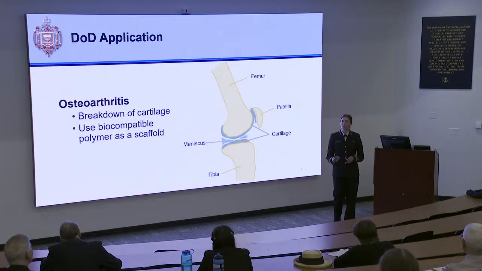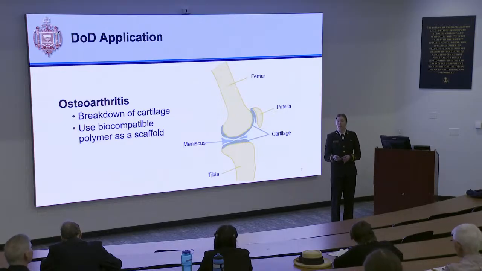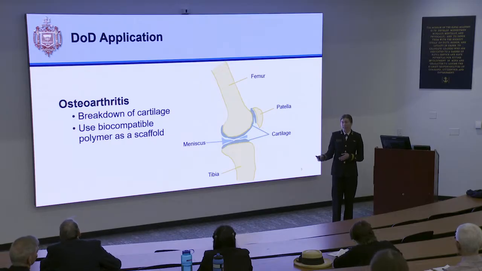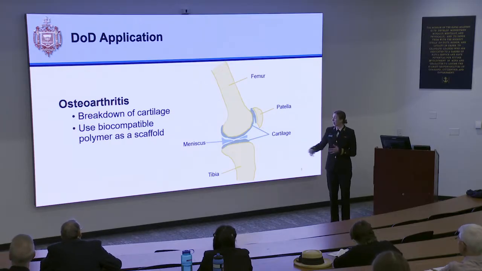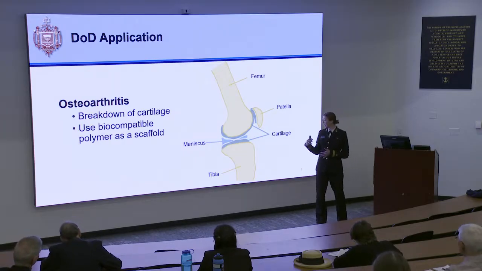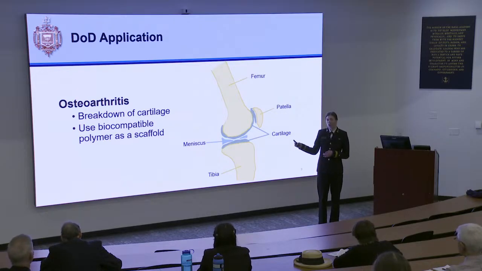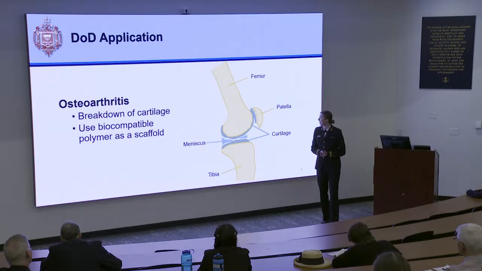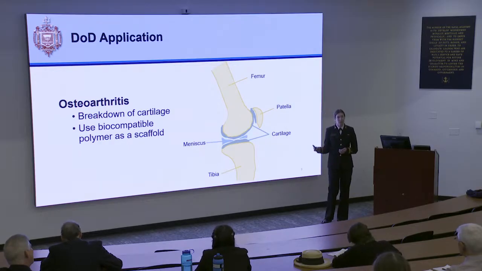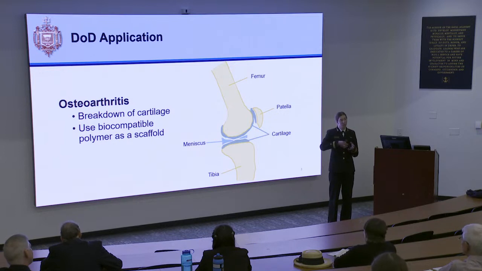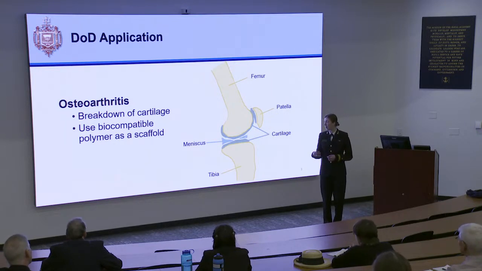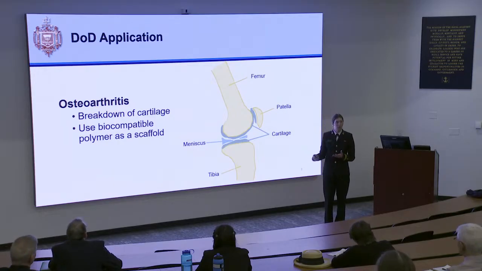The problem with osteoarthritis is that there's no permanent solution for this disease, and so what I propose is building a biocompatible polymer that can act as a scaffold. Right now, doctors are inserting chondrocytes, which are cartilage-producing cells, into these sites. However, there's no structural support for those cells to latch onto. A biocompatible scaffold can be that structural support to promote the growth of cartilage.